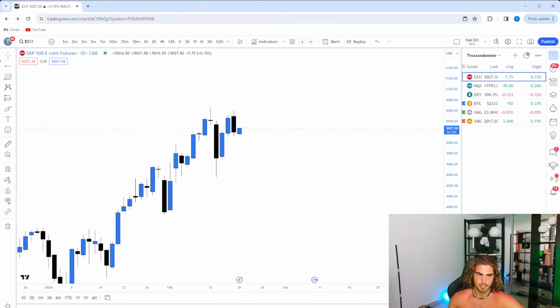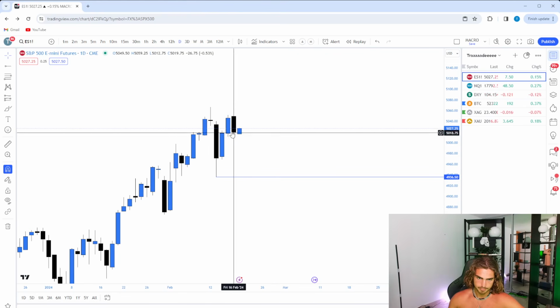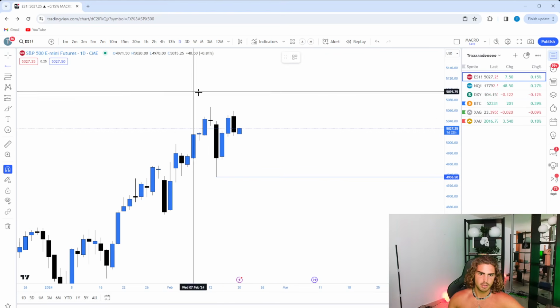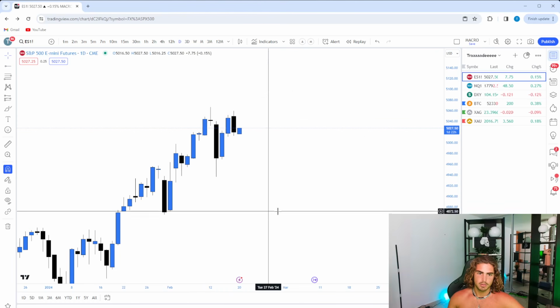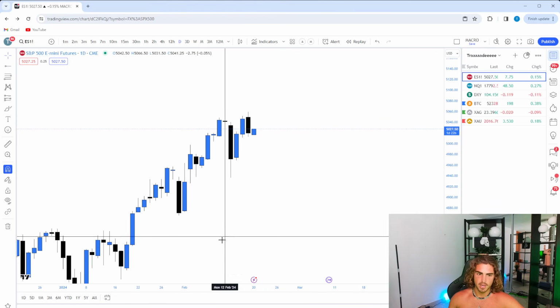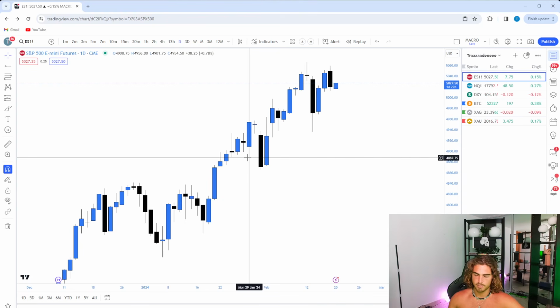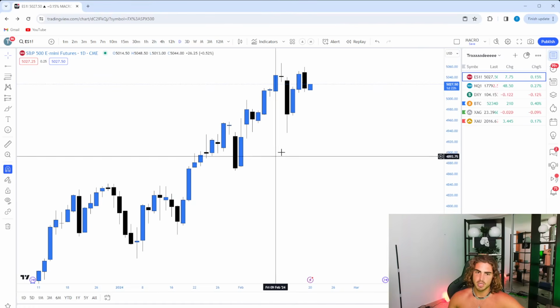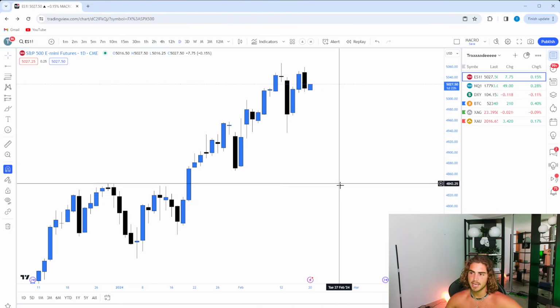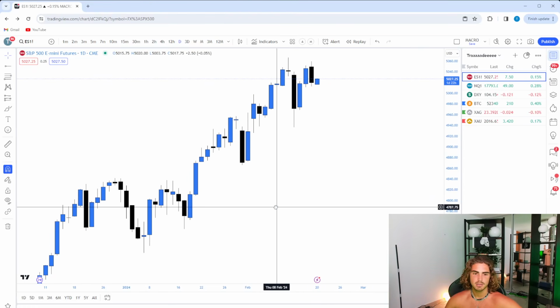Move down, then a move up. Lowest point of those two candles. Boom. Move up, then a move down. Highest point of those two candles. Boom. Low, high. Do we care about two consecutive blue candles or green candles in your case? No. Do we care about two consecutive black candles or red candles in your case? No.